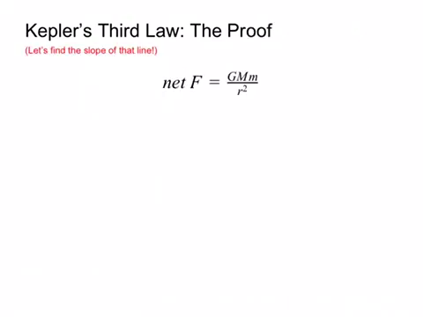We can prove Kepler's third law by approximating these orbits as circles and then using uniform circular motion. So what I'm going to do here is swap out my net force for the net force of an object moving in a circle.